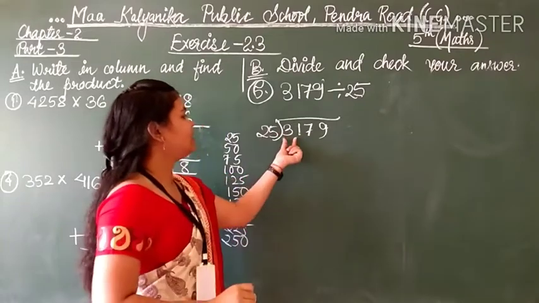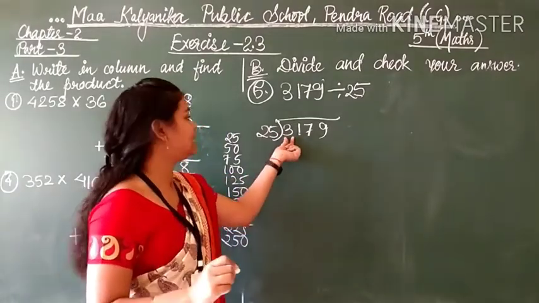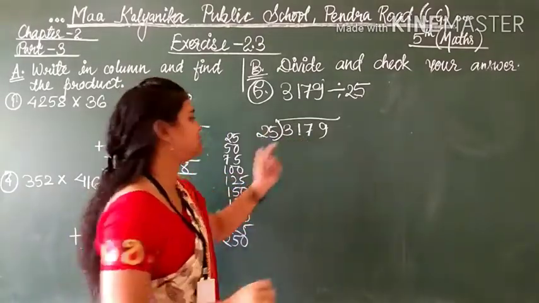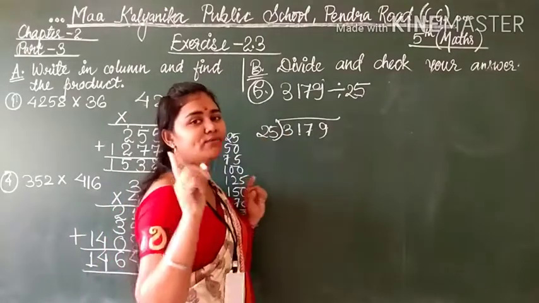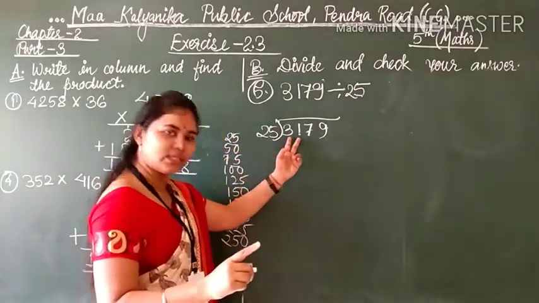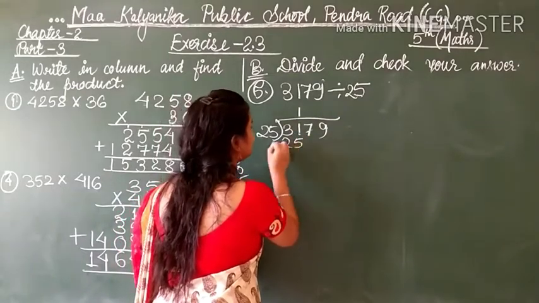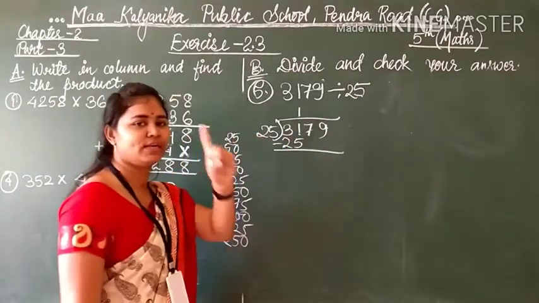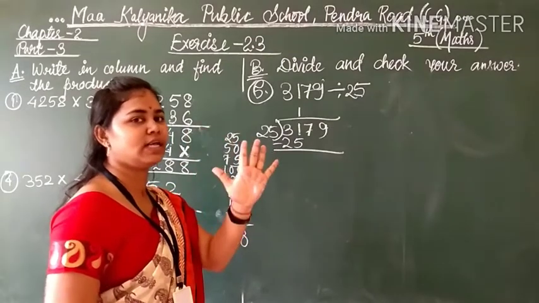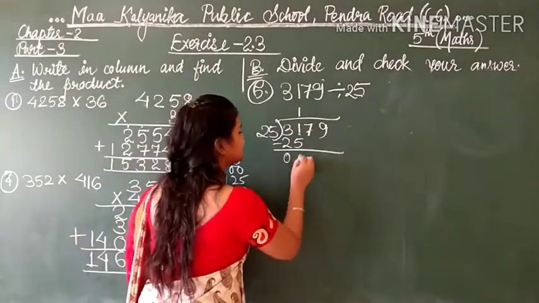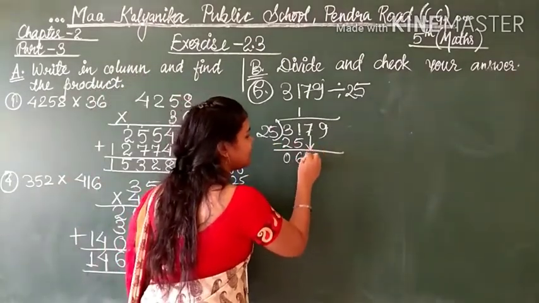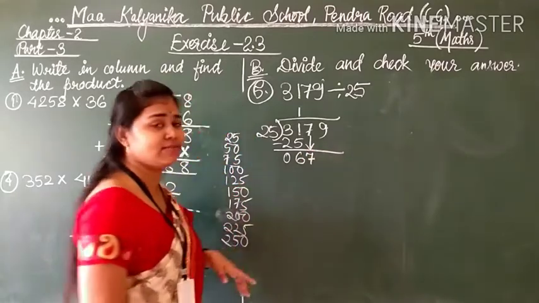So see, one digit I am taking 3. Of course it is less than 25. So I am taking 2 digits here. 25 ones are 25. 2s are 50. 50 is more than 31. So 1s are 25. So 31 minus 25: 25, 26, 27, 28, 29, 30, 31. 6 is left. Now you have to carry down one number, that is 7.